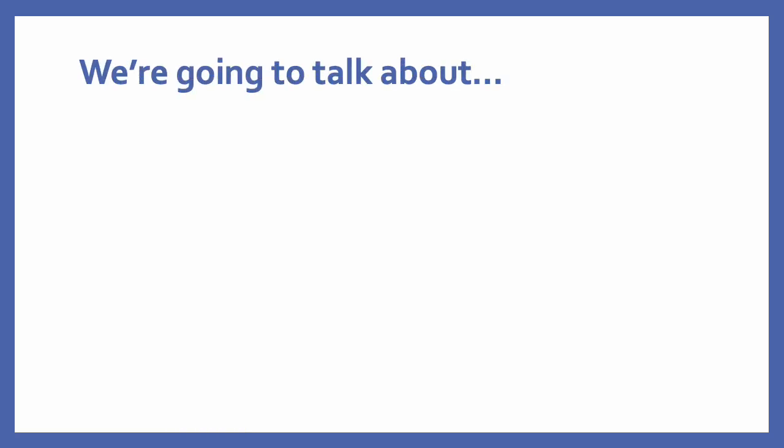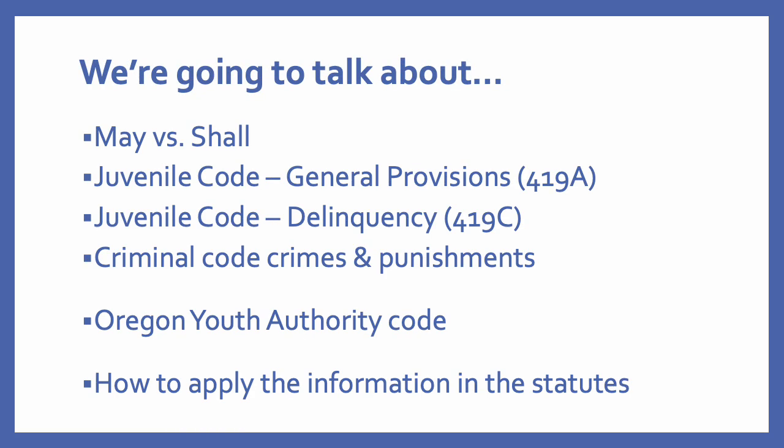What we're going to be talking about today is understanding may versus shall, and what that means when it shows up in O.R.S. We'll also be talking about Juvenile Code, including the general provisions surrounding Juvenile Code, which is 419A, Juvenile Code and Delinquency, which is Section 419C, and Criminal Code, Crimes and Punishments. We'll also talk about the Oregon Youth Authority Code and how to apply all the information in the statutes.